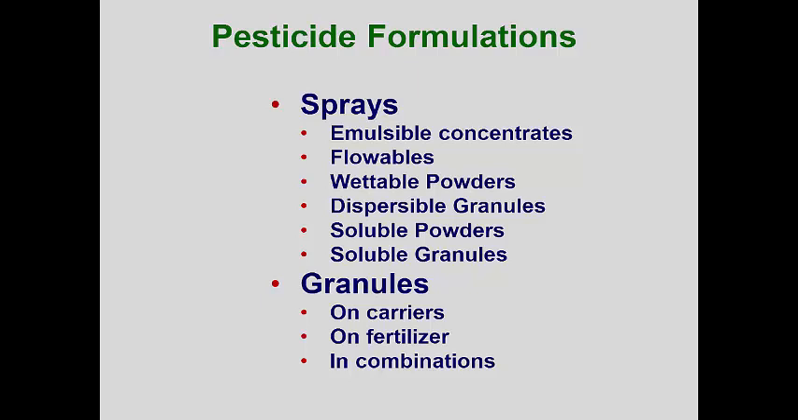Soluble powders and granules dissolve in water like sugar or salt. Granules usually come on some kind of carrier, like ground up corn cob, clay particles, or other absorptive substances onto which the insecticide is added. Wetting these granules releases the insecticide. Fertilizers or granular herbicides may also be used to carry insecticides. Applications of these formulations will be covered next.